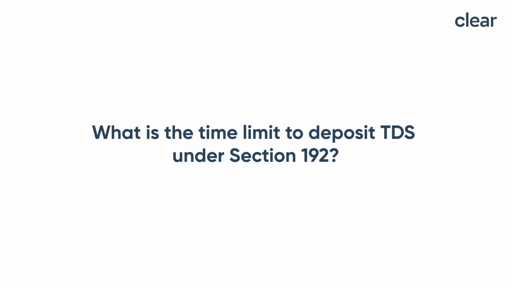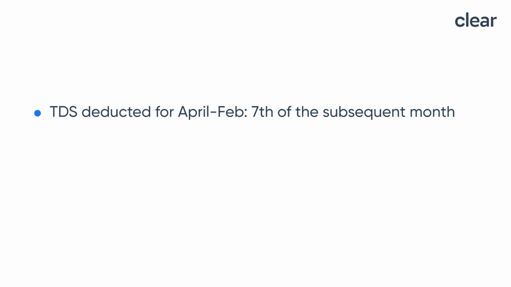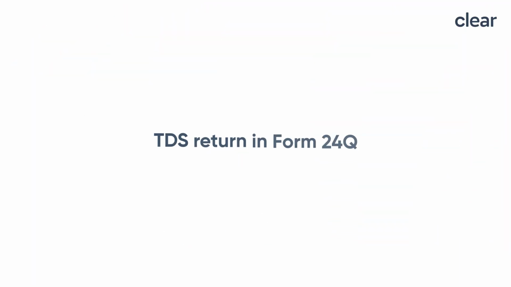Now let's know the time limit to deposit the TDS amount. TDS deducted from salary by the employer is required to be deposited to the government within the given timelines to avoid interest payment. TDS deducted for the months of April to February should be deposited by the 7th of the subsequent month, and TDS deducted for March should be deposited by the 30th of April.